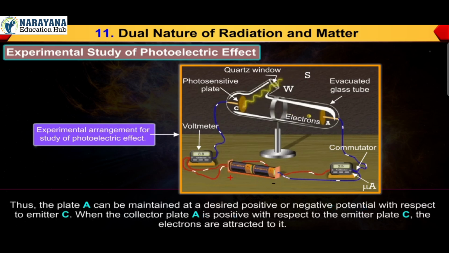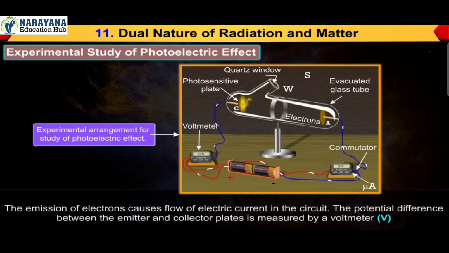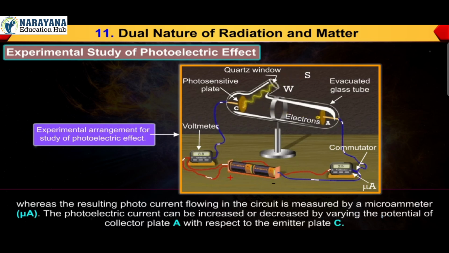Thus, the plate A can be maintained at a desired positive or negative potential with respect to emitter C. When the collector plate A is positive with respect to the emitter plate C, the electrons are attracted to it. The emission of electrons causes flow of electric current in the circuit. The potential difference between the emitter and collector plates is measured by a voltmeter V, whereas the resulting photocurrent flowing in the circuit is measured by a microammeter, that is, μA.